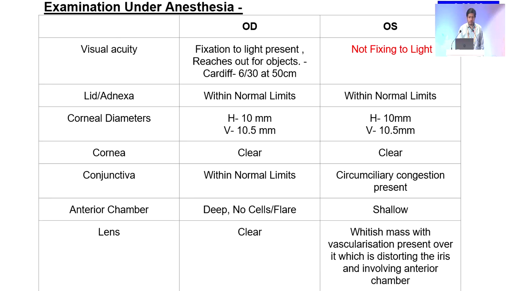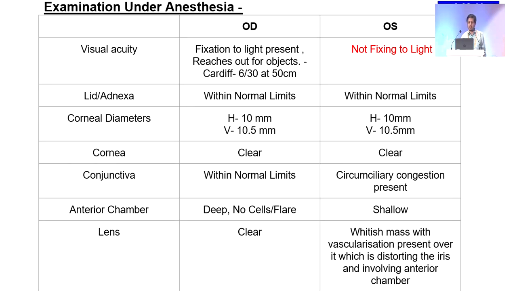On examination under anesthesia, the visual acuity in the right eye, fixation to light, was present, and it was done on an OPD basis. In the left eye, the child was not fixing to light. The right eye was within normal limits. In the left eye, the lid and adnexa were within normal limits, and circumciliary congestion was present.